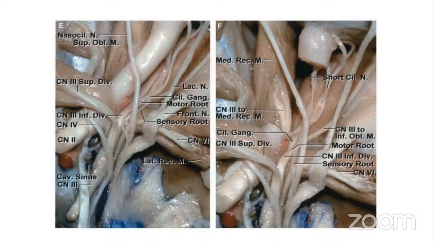The superior division of the oculomotor nerve passes upward to innervate the levator and superior rectus muscle. Here is cranial nerve 3 inferior division, cranial nerve 3 to the medial rectus. Cranial nerve 3 superior division, and here is the ciliary ganglion, and here is the inferior division sensory root.